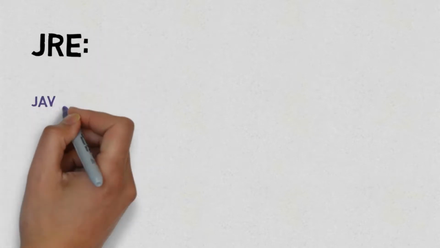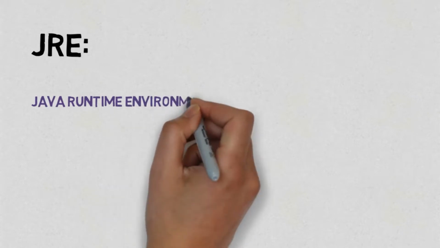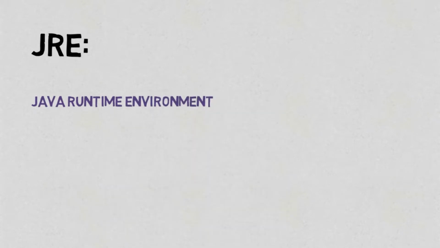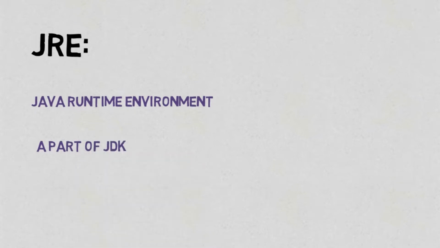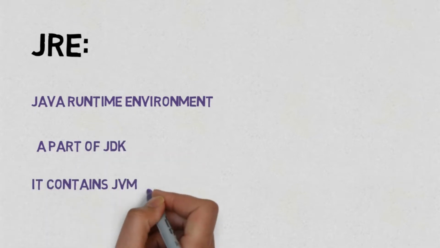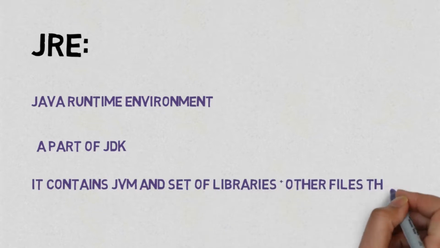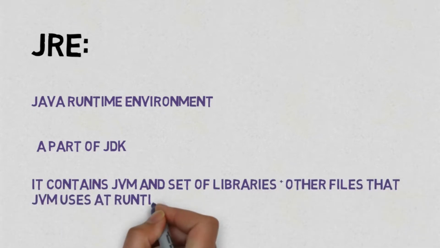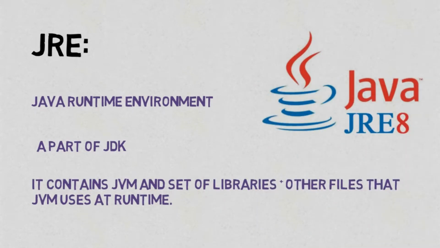Now JRE. What is JRE? JRE stands for Java Runtime Environment. It provides an environment for the Java programs to execute. It is a part of JDK. So what does JRE consist of? It consists of JVM and a set of libraries plus some other files that JVM uses at runtime.